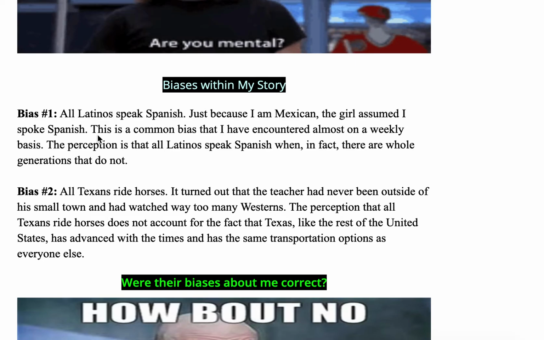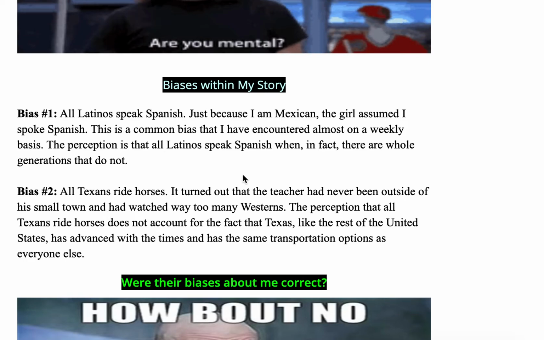The perception is that all Latinos speak Spanish when in fact there are whole generations that do not. And later within the year, I'll explain to you why I don't speak Spanish, nor do my parents. So it is something that I will share with you later. The second bias is that all Texans ride horses.